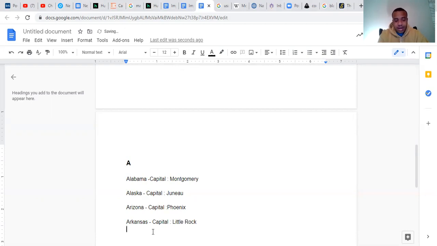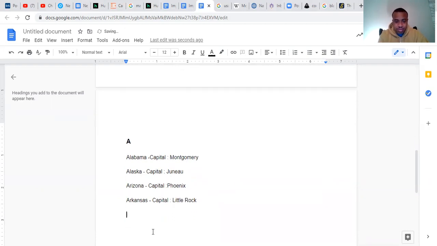Okay, we are out of the A's. There is no state in the United States that begins with a B, so let's go to C. The first state that begins with a C in the United States, a major state, is California.